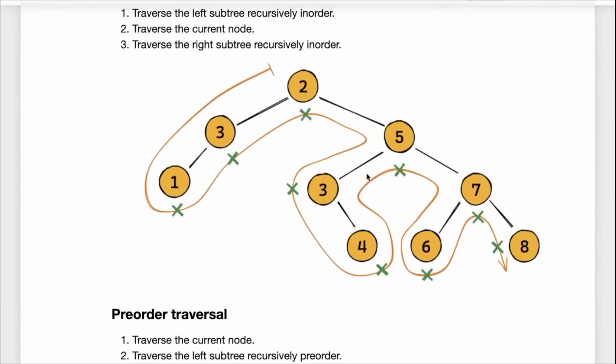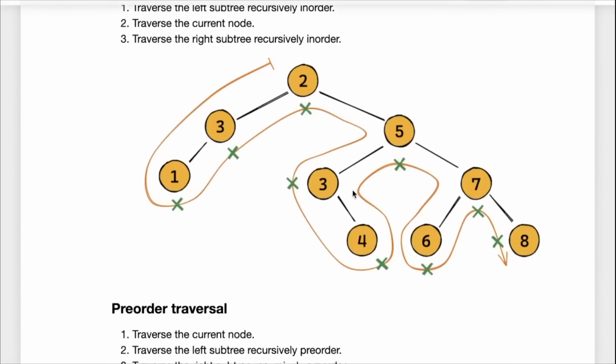To visit the right subtree, we go to 5. Once again, we realize that 5 has a left subtree. So we go to 3. Now 3 doesn't have a left subtree, so we can visit 3. Then we visit 4. Then since we visited the left subtree of 5, we can now visit 5. And similarly, we then visit 6, 7 and 8. Okay, so that's the in-order traversal of the tree.